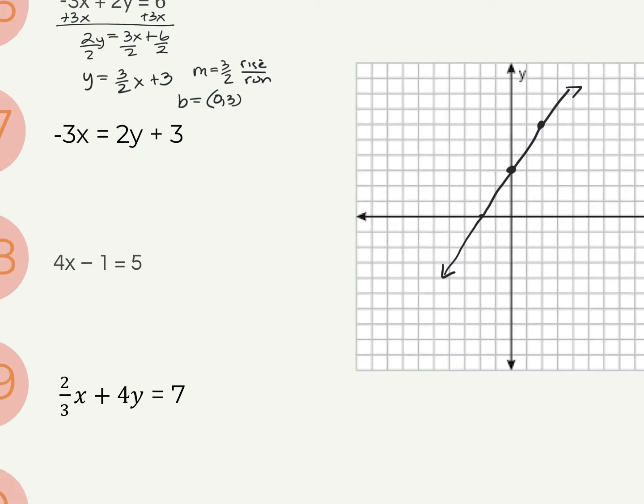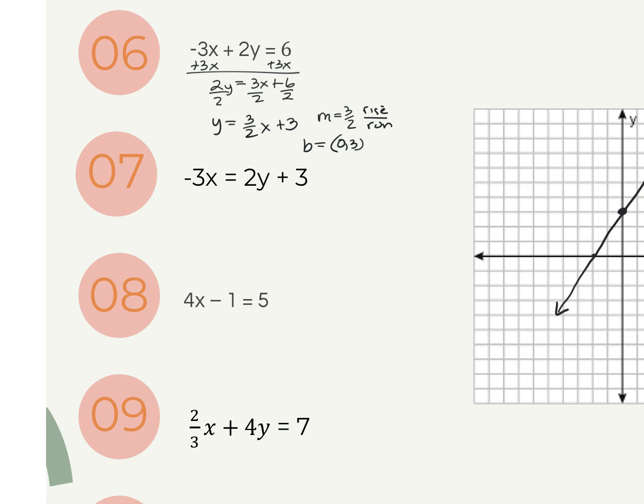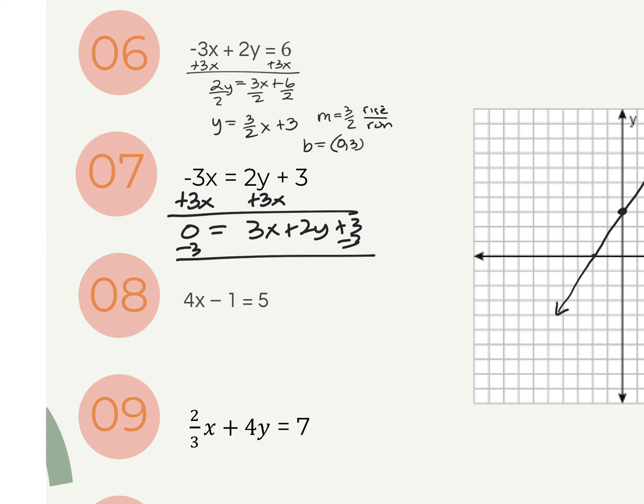Number 7, we're going to do the same thing. Now, notice my y isn't by itself. I could go ahead and find the intercepts. Let's do the intercepts on this one. I'm going to add 3x and get it into standard form. Actually, let's put the 3x first. So 3x plus 2y plus 3, then move the 3 back over. So now negative 3 equals 3x plus 2y. So 3x plus 2y equals negative 3.